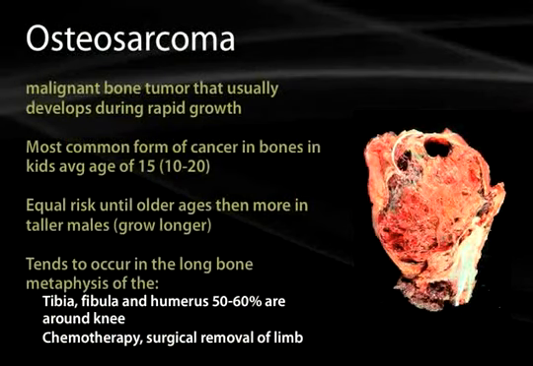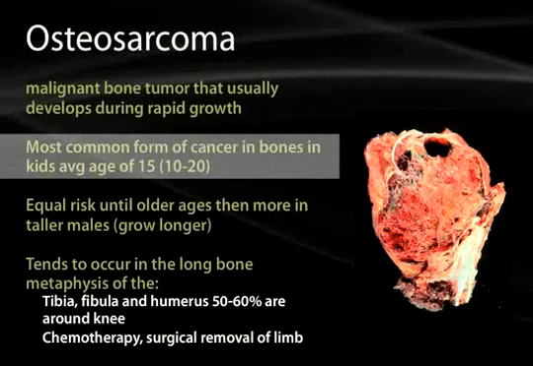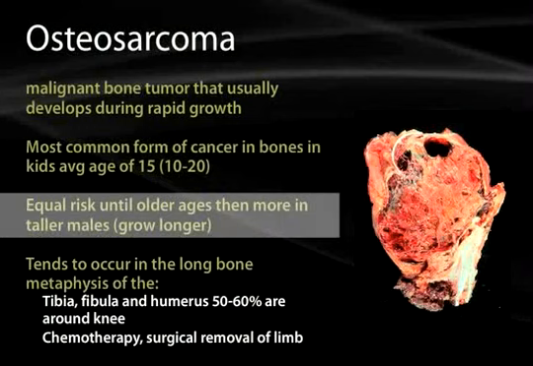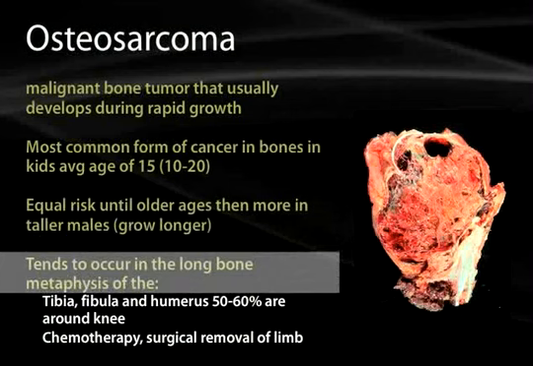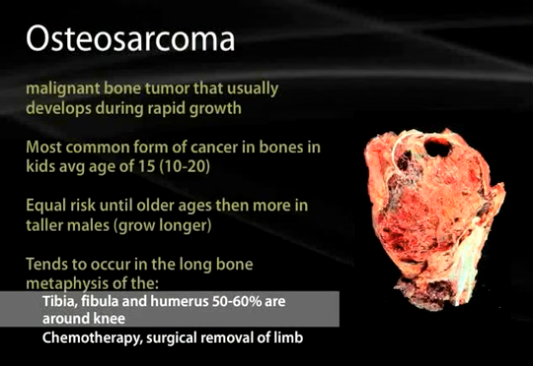Osteosarcoma is one of the most common child forms of cancer. It's a malignant tumor that usually develops because of the rapid growth. It's more common in kids around the age of 15, anywhere from 10 to 20, and they have equal risks until they start getting older, and then it tends to be more common in taller males. It occurs in the long bones near the metaphysis, and that's going to be the tibia and fibula and the humerus as the common sites, but typically 50 to 60% of these are around the knee.